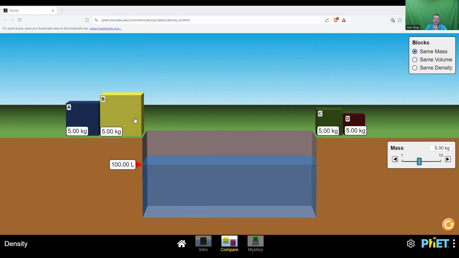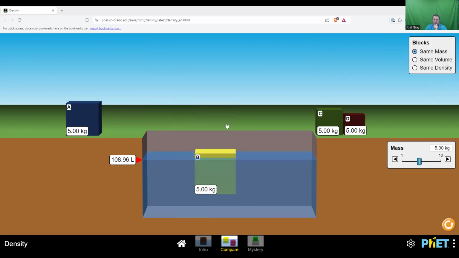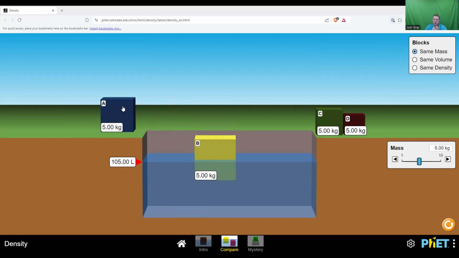We've got object B and object A. They're both 5 kilograms. B is 5 kilograms. Let's look at A in comparison. Now, the question is, do these have different densities?